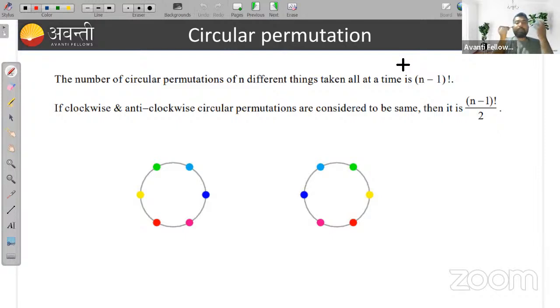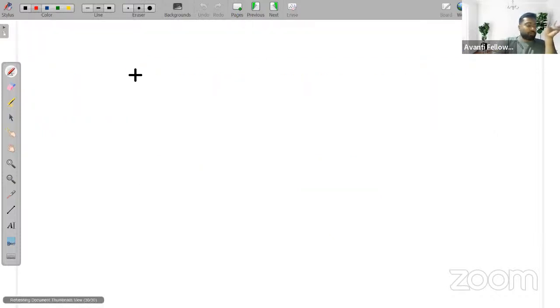So how can we understand this concept? Suppose we have 3 persons, A, B, C. They are in a row.